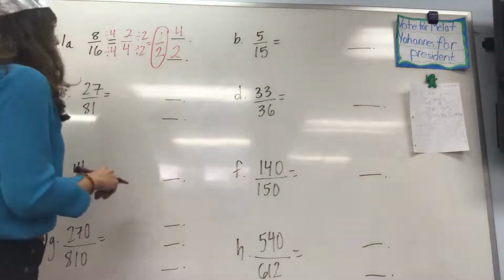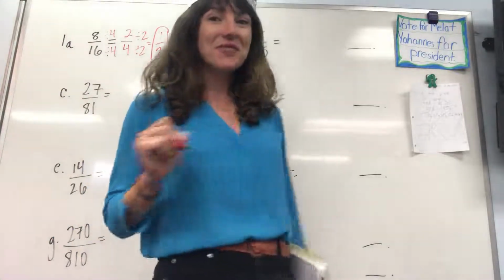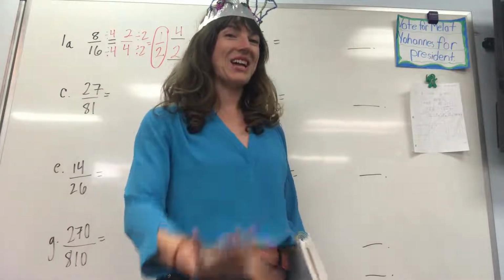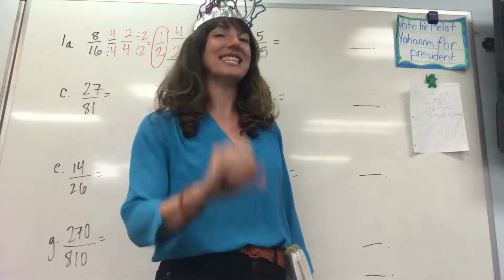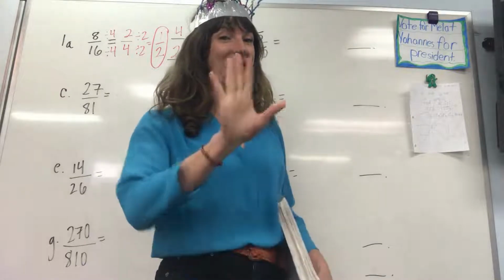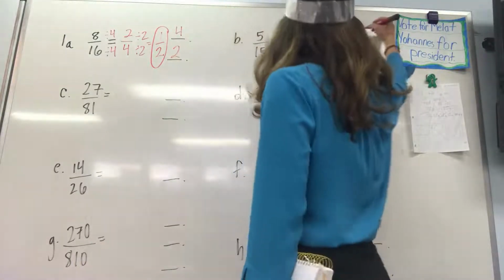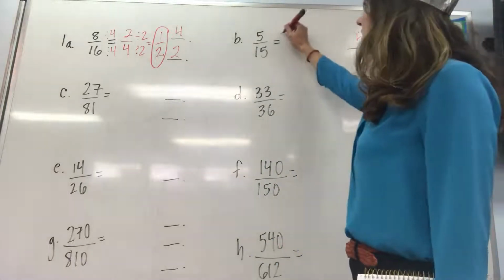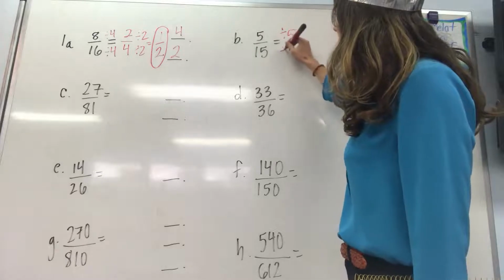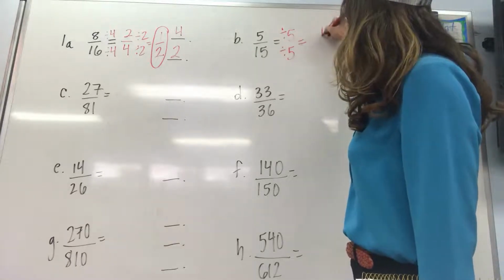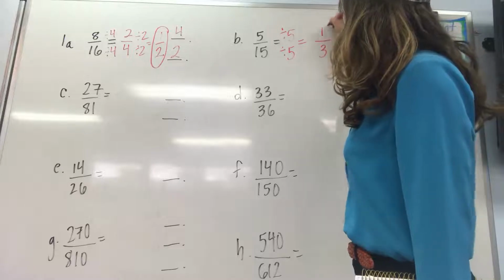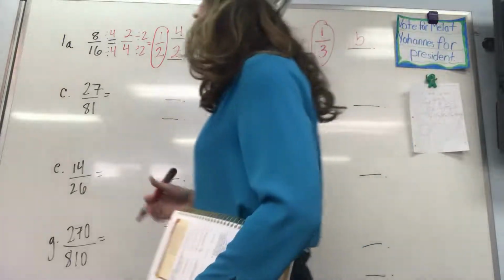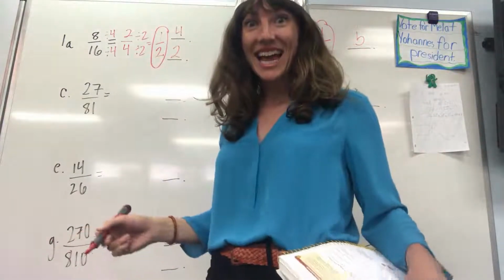Okay, here we go. B, 5 and 15 are both divisible by the number 5. If it ends in 5 or ends in 0, you can divide it by 5. So put 5 in that blank and then divide top and bottom by 5. And you get 1/3. And give it a circle for me. Okay? All right, C, 27 and 81.